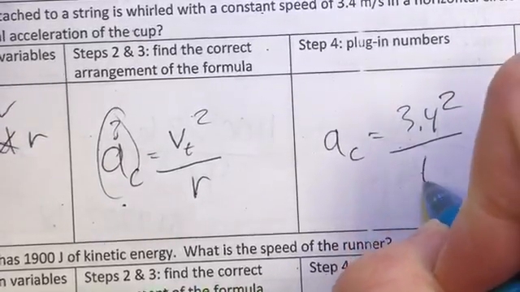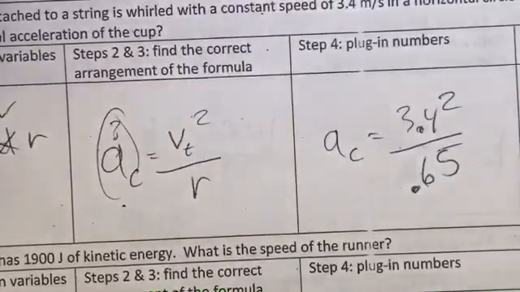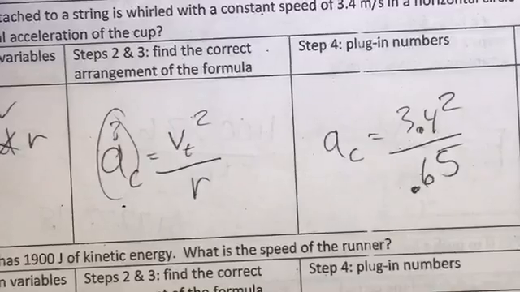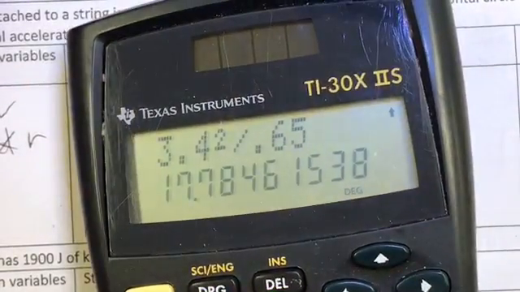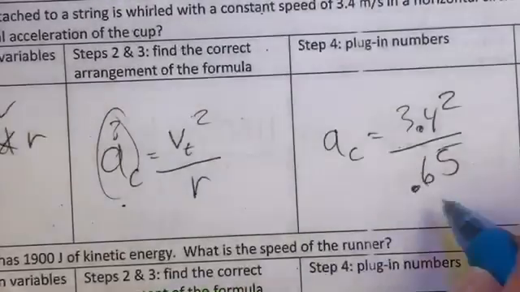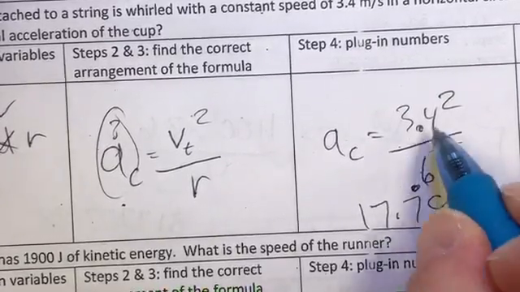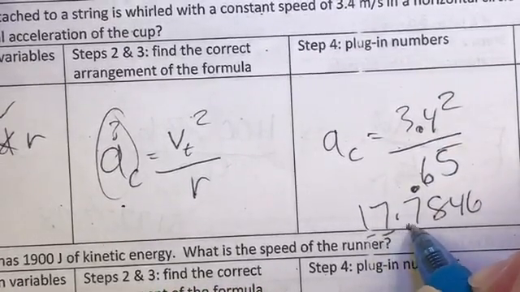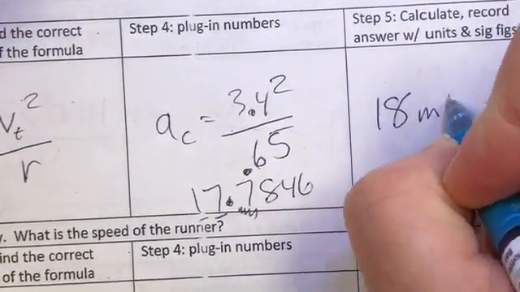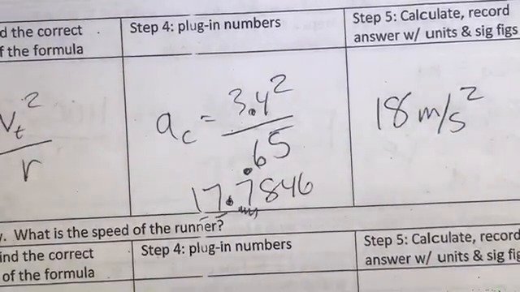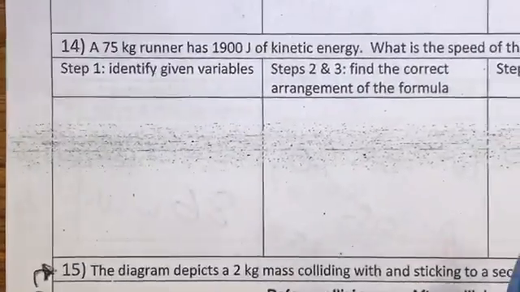3.4 squared divided by 0.65 gives us 17.7846. 17.7846, two significant figures, so the 7 after the 17 rounds it up, so we get 18 meters per second squared. Units of measure for acceleration. All right, question number 14.